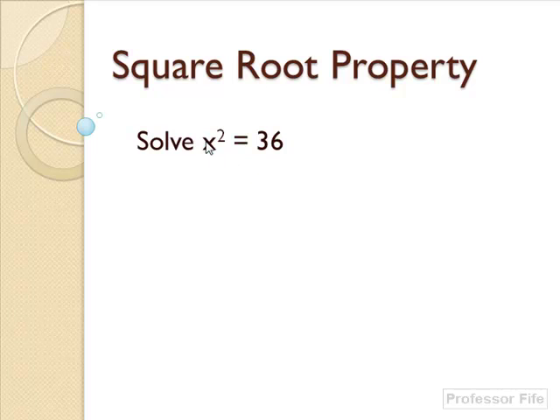To solve using the square root property, you would take the square root of both sides, and on the right side you have to take into account that every number has a positive and a negative square root. The square root of 36 is 6, and you get two answers, positive and negative.